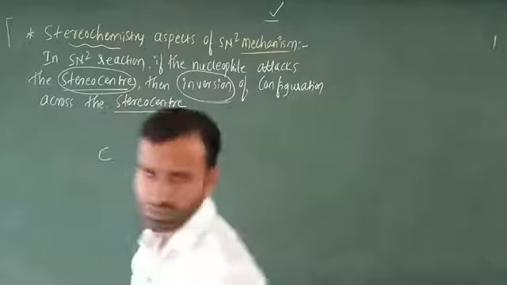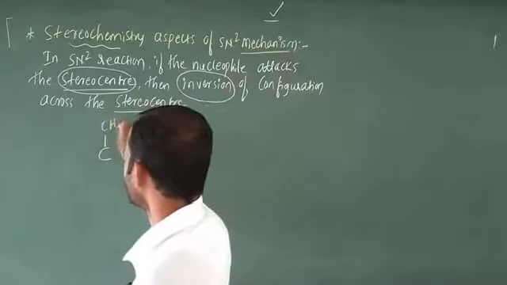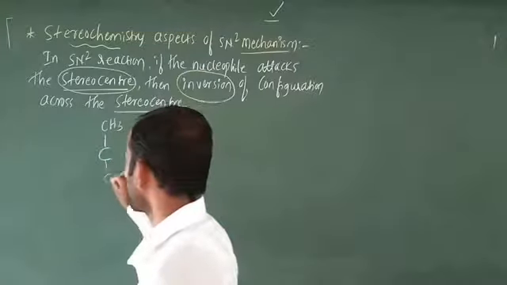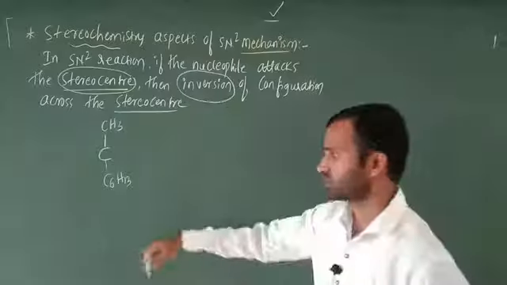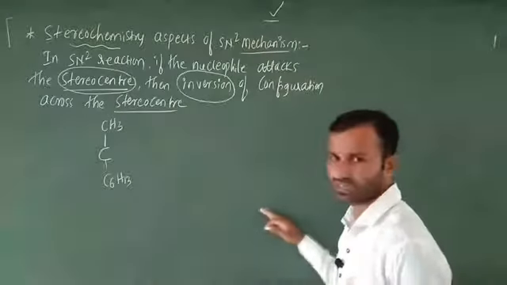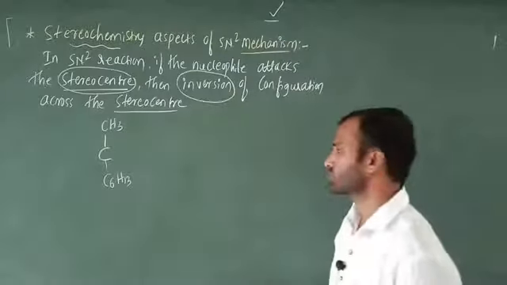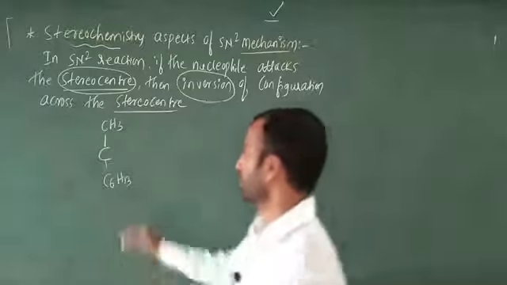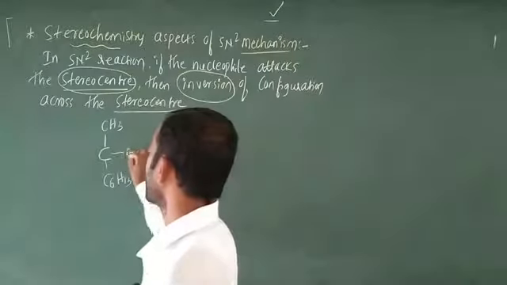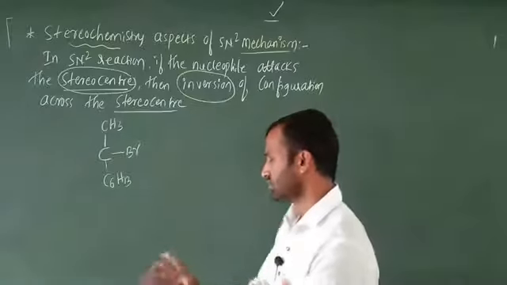This is a carbon, attached with one CH3. Next, C6H13 is there. For C6H13 you have to write 6 carbons and then satisfy the valencies with hydrogen. Most important is C6H13. Next, one Br is attached to the carbon. Now I am going to show the configuration.